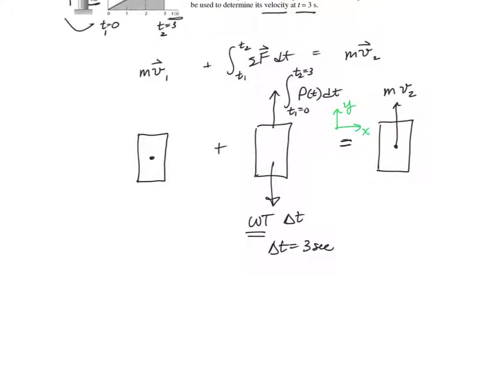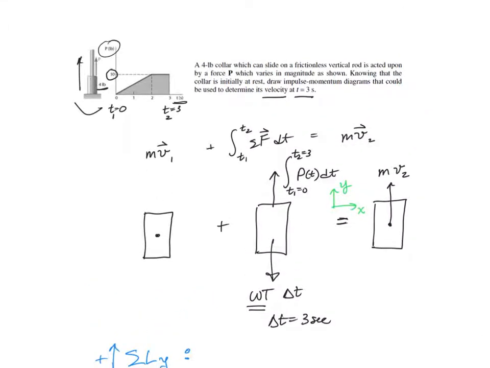Then to analyze this, I'm going to sum linear momentum in the y direction. I can go ahead and call 0 up, and that'll end up with an equation. So what I need then, when I evaluate that term right there, is all the area underneath there.